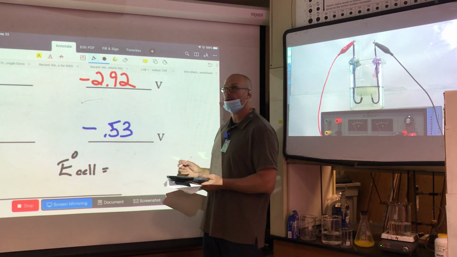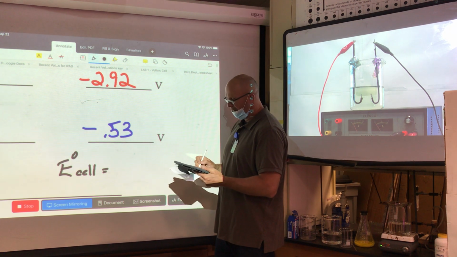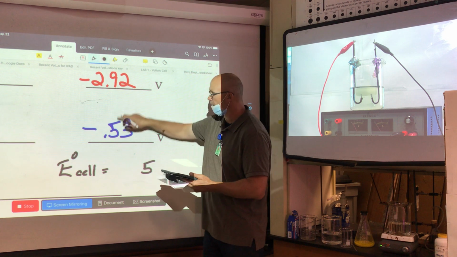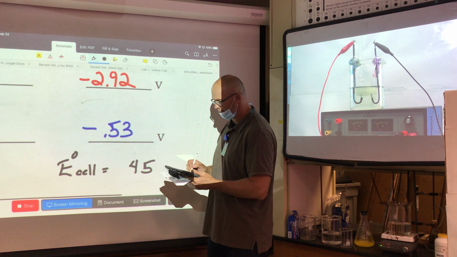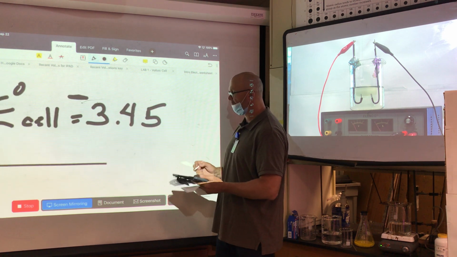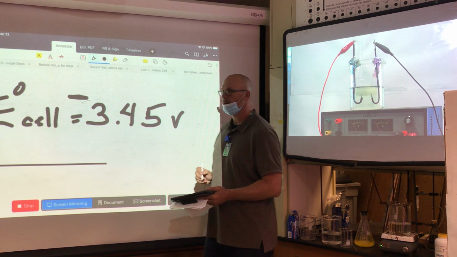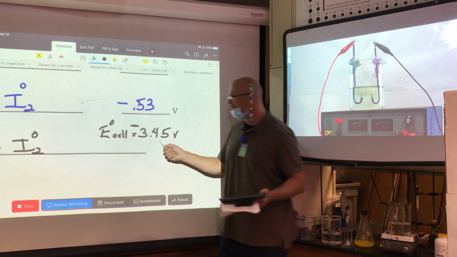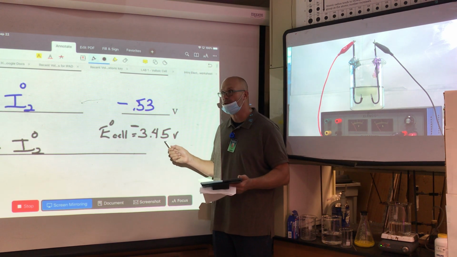Add them together, both negative. 5. 9 and 5 is 14, carry the 1. Negative 0.345 volts, I should put a unit there. What's that mean? For this to occur, I need that much free energy to force it to happen.